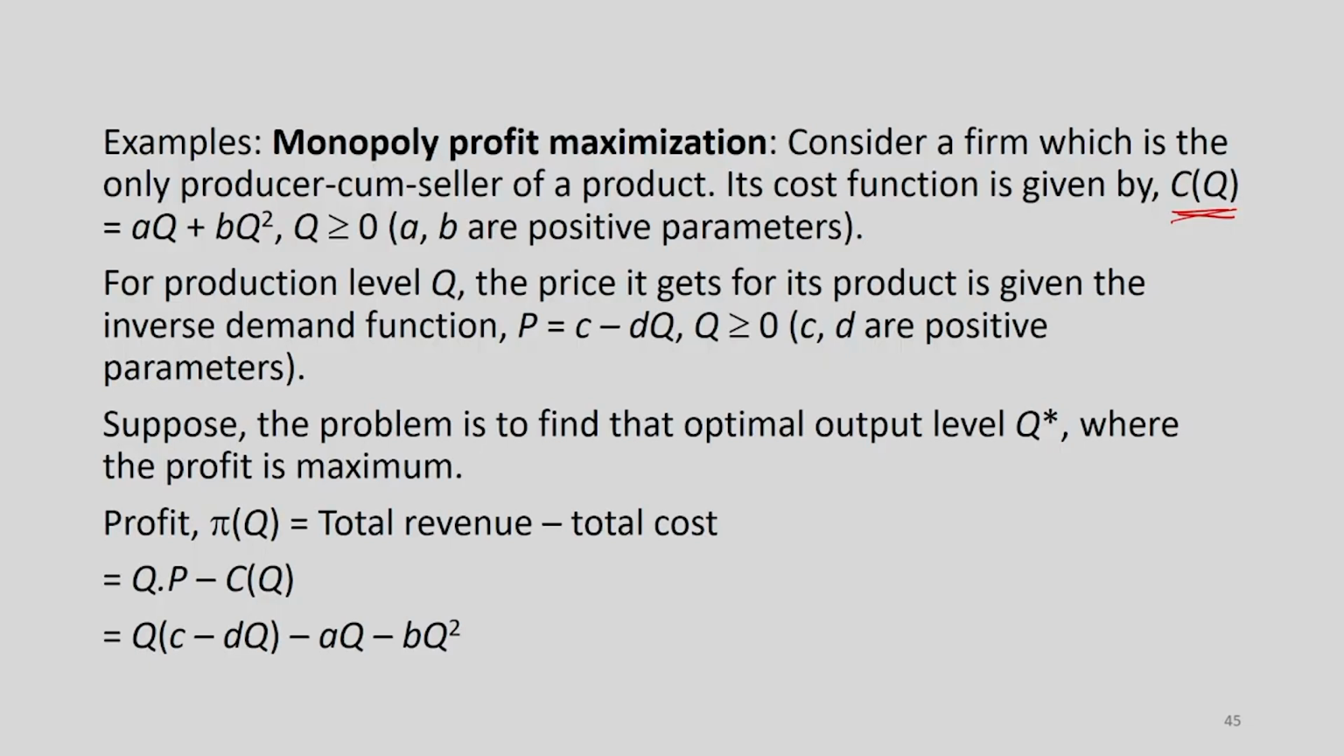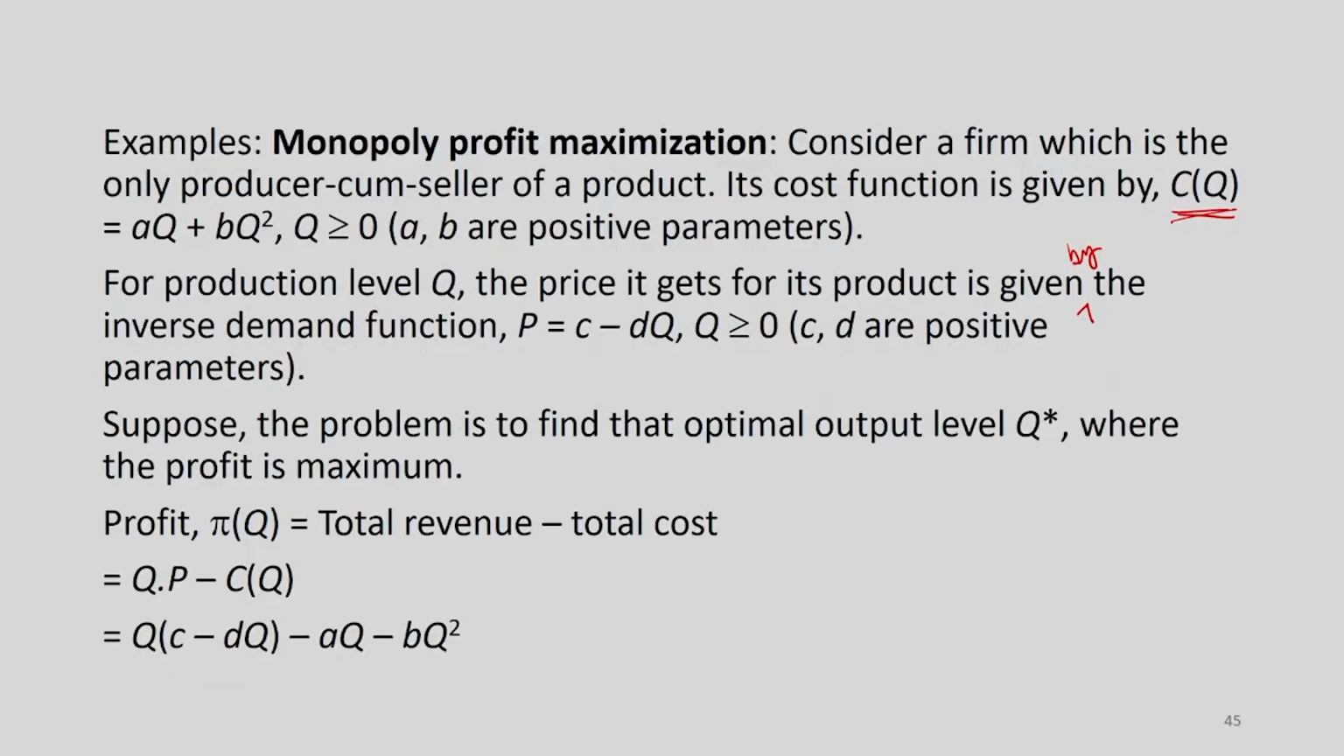Now, for production level Q, the price it gets for its product is given by the inverse demand function P is equal to C minus dQ, where Q is greater than or equal to 0, C and D are positive parameters. Okay. So, these two things are given to us. One is the cost function, which is C(Q). Cost function tells me if the firm produces different levels of output, positive or non-negative output, then what are the costs that it has to bear.